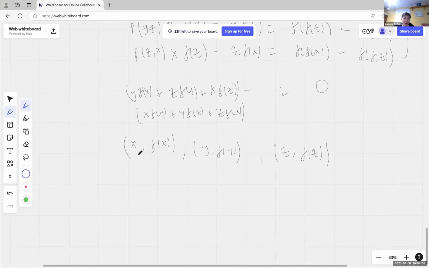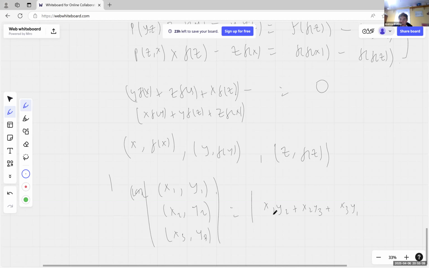So there's a formula in coordinate geometry called the shoelace formula that says the area of a triangle defined by 3 points x1, y1, x2, y2, x3, y3 is equal to the absolute value of x1 y2 plus x2 y3 plus x3 y1 minus x2 y1 plus x3 y2 plus x1 y3.